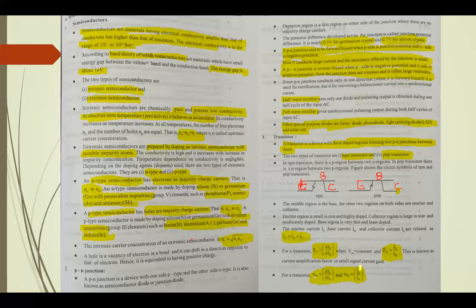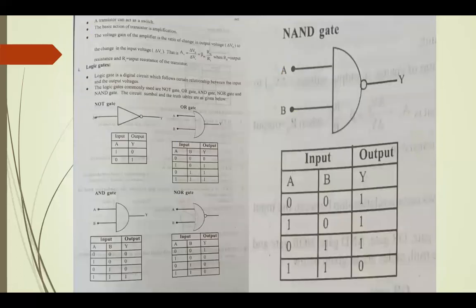I hope you are clear. Next, a transistor can act as a switch. The basic function of transistor is amplification. So in amplifiers we use transistors to boost up the signals. The voltage gain of the amplifier is the ratio of the output voltage to the input voltage. So you have to please remember this formula also.